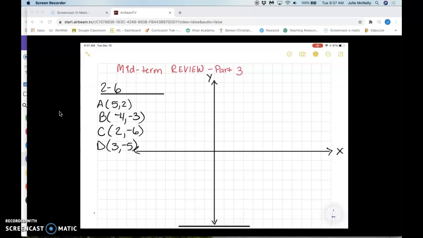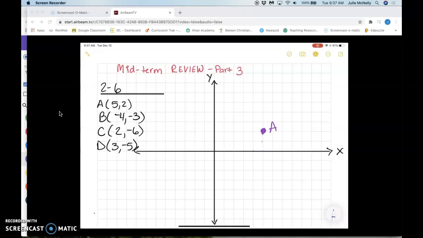Letter A. Who wants to tell me how to find letter A? Holden. So you have to figure out what the X is, and X is always the first number. Yep. And it tells you what line X is. Then you go to the positive 5. 1, 2, 3, 4, 5, and then what? And then you look at the other number, positive 2, and you go up 2 squares. 1, 2. There we go. So 5, 2 is right there. And remember, you have to label it. You either have to put the A there or you have to put the parentheses 5, 2.